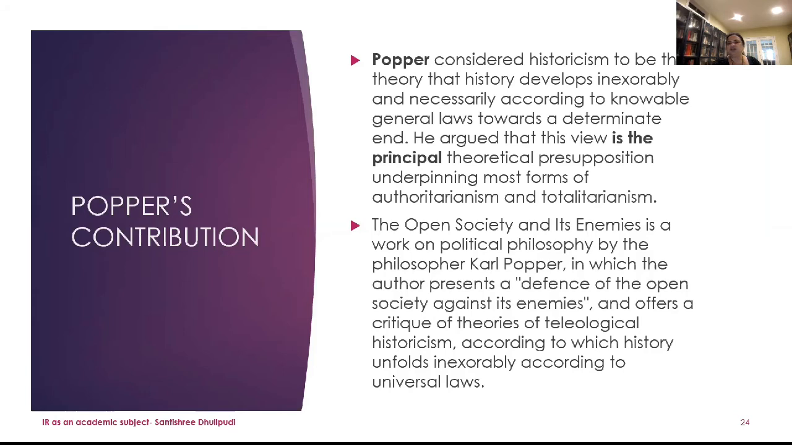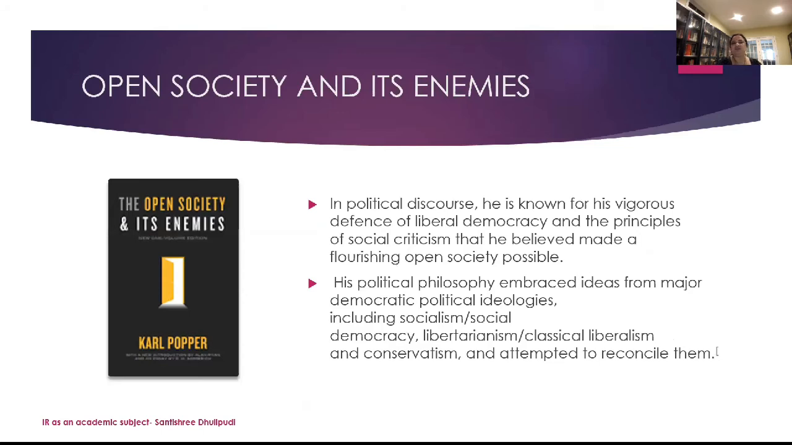Popper's contribution considered historicism to be the theory that history develops inexorably and necessarily according to general laws towards a determinate end. He argued that this view is the principal theoretical presupposition underpinning most forms of authoritarianism and totalitarianism. His book, The Open Society and Its Enemies, is a work on political philosophy in which the author presents a defense of the open society against its enemies and offers a critique of theories of historicism, according to which history unfolds inexorably according to universal laws. The Open Society and Its Enemies is a very important book for students of political science. In political discourse, he is known for his vigorous defense of liberal democracy and the principles of social criticism that he believed made a flourishing open society possible.